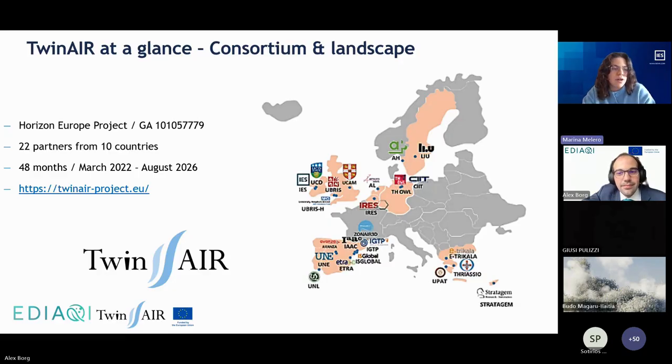Okay, so here you have a quick snapshot of Twin Air. Twin Air at a glance: we are a Horizon Europe project. We have 22 partners across 10 different countries, and it's ending in August of 2026. And here we bring together different technology providers, researchers, cities, and real pilot sites to test these digital twin-based approaches to indoor air quality. Next slide.